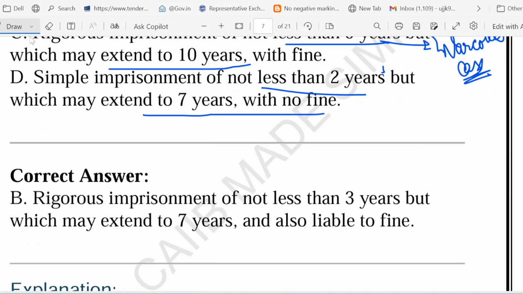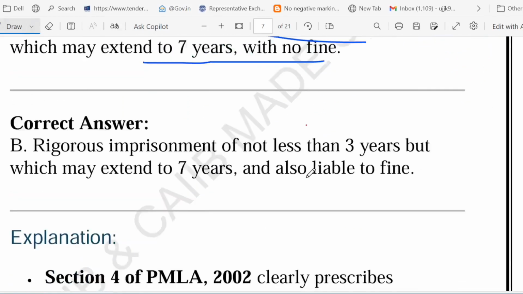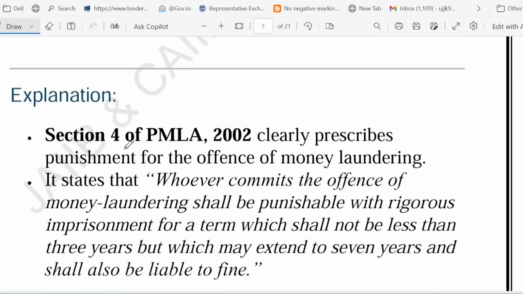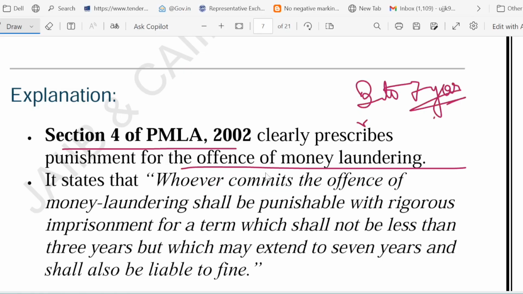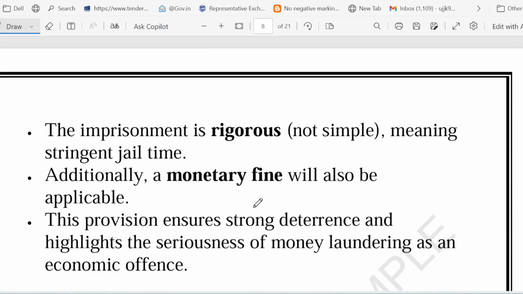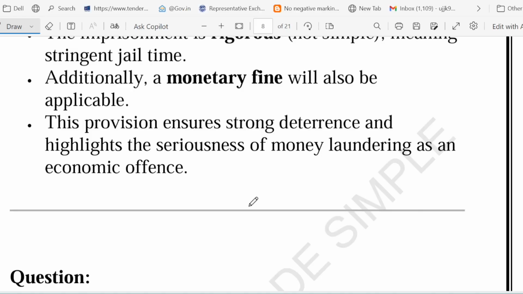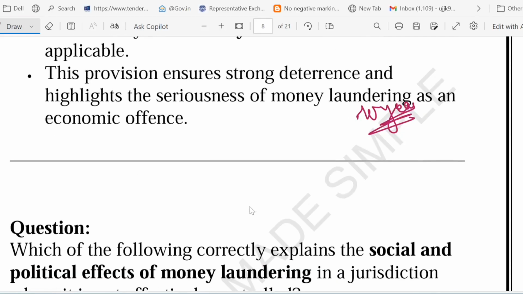Let me summarize what we have just discussed. We talked about Section 4 of the PMLA, which covers punishment for the offense of money laundering. The normal rule is rigorous imprisonment of 3 to 7 years plus fine. For some serious offenses like narcotics under the NDPS Act, the punishment can go up to 10 years, but the general is 3 to 7 years.